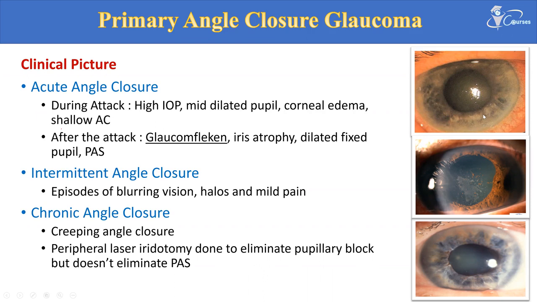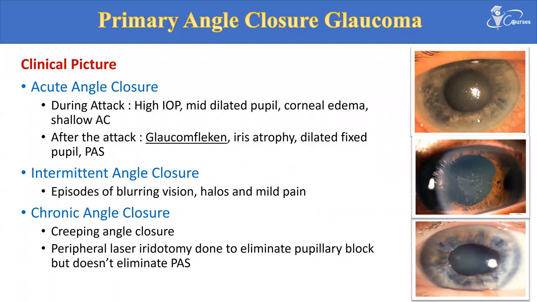Sometimes in those patients, after the resolution of the acute attack, when you examine them later, you will find a whitish opacity at the anterior surface of the lens. This whitish opacity is called glaukomflecken. What is the nature of this opacity? This is simply necrosis of the lens epithelium. This is a necrosed lens epithelium, and this happens after an attack of acute angle closure.